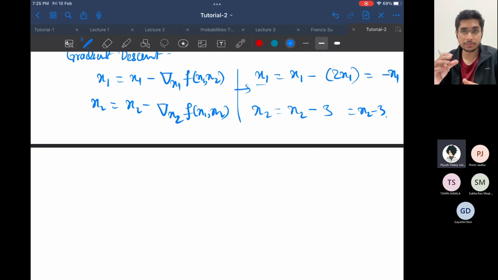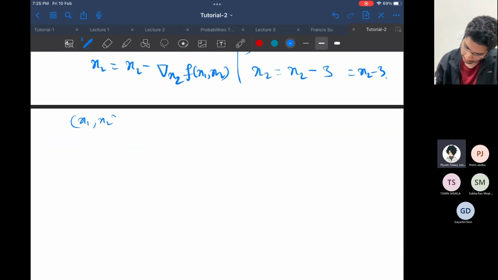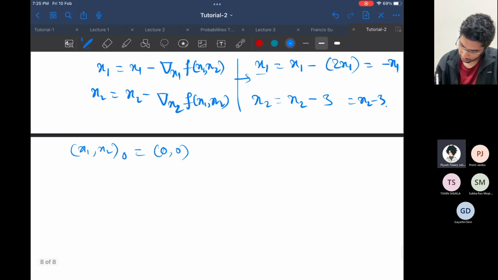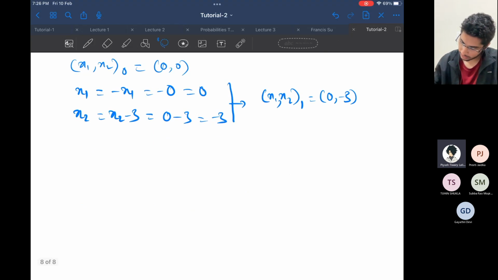Let me do it. It is better I write than saying it. What we are given is x1 comma x2 at the 0th iteration is 0 comma 0. So I know that x1 I have to update as minus x1, which will be minus 0, which is nothing but 0. And x2, I have to update as x2 minus 3, which is 0 minus 3, which is minus 3. So what this tells me is that x1 comma x2 after the first update will be 0 comma minus 3.